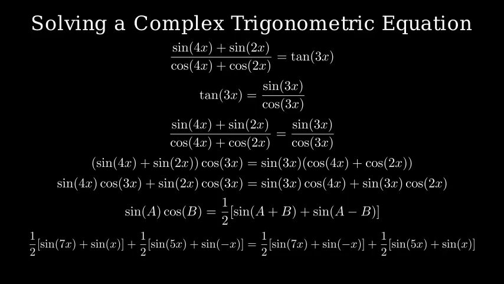sine of x plus 1/2 times the sine of 5x plus sine of negative x. On the right side, we get 1/2 times the sine of 7x plus sine of negative x plus 1/2 times the sine of 5x plus sine of x.